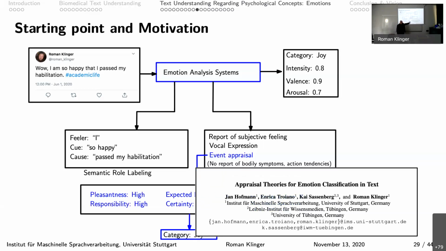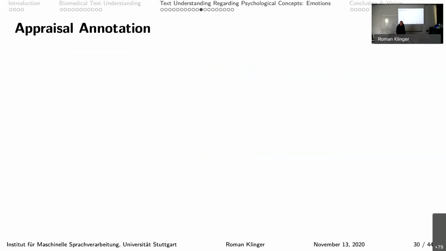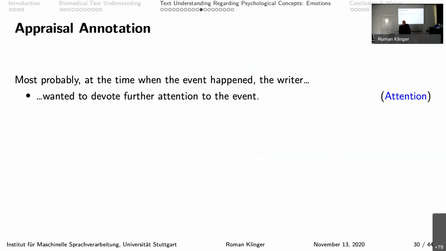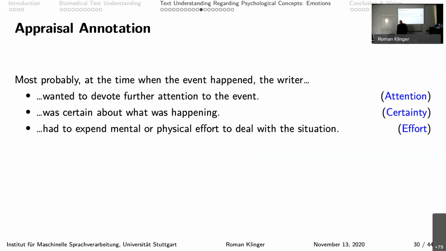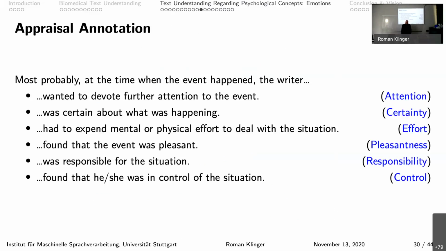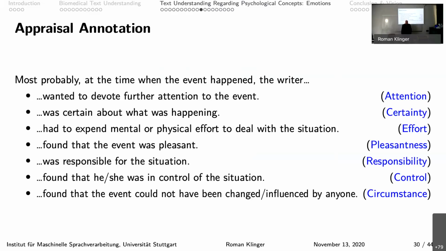And this is the paper which we recently got accepted. So appraisal annotation. The task was for our annotators, who are also in the room, to answer the following question. Most probable, at the time when the event happened, the writer, who describes the event, wanted to devote further attention to the event, that's this attention dimension, was certain about what was happening, certainty, had to expend mental or physical effort to deal with the situation, that's effort, found that the event was pleasant, that's pleasantness, was responsible or felt responsible for the situation, responsibility, found that he or she was in control of the situation, or what we call circumstance, that the situation just took place and nobody was able to change this.